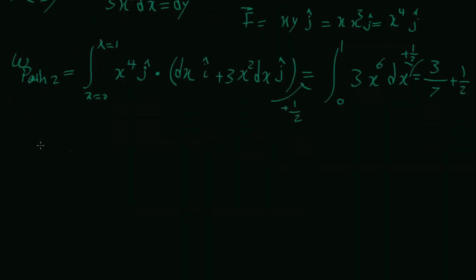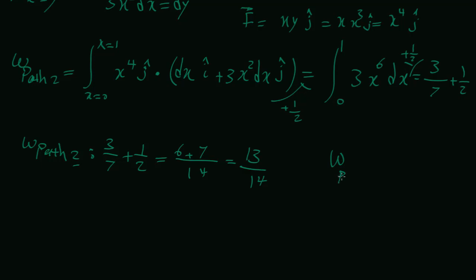So basically W path 2 is equal to 3 over 7 plus 1 over 2, which is 6 plus 7 over 14, so this is going to be 13 over 14. So W path 2 is equal to 13 over 14.